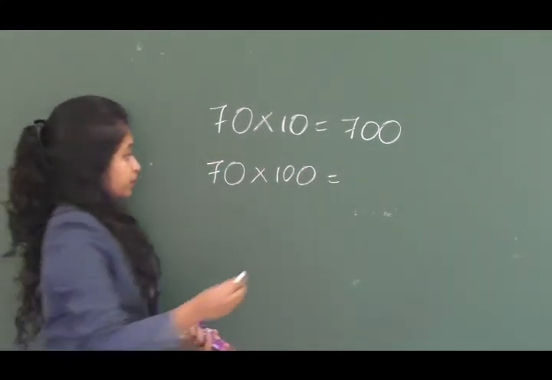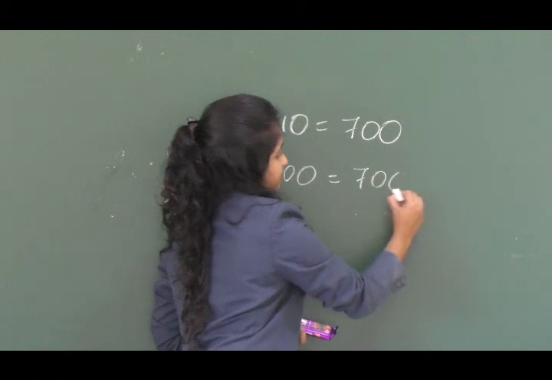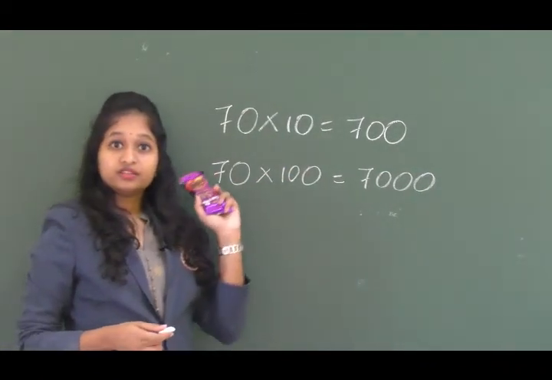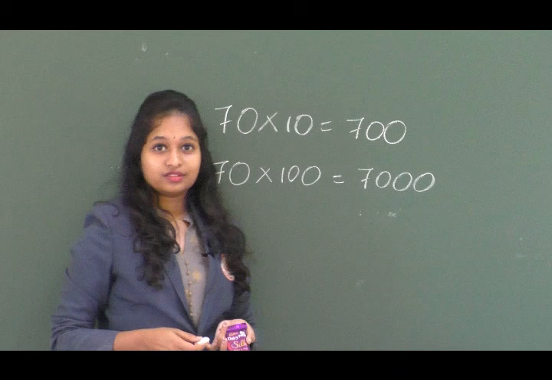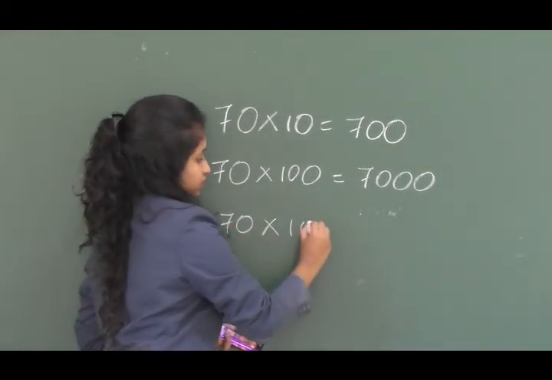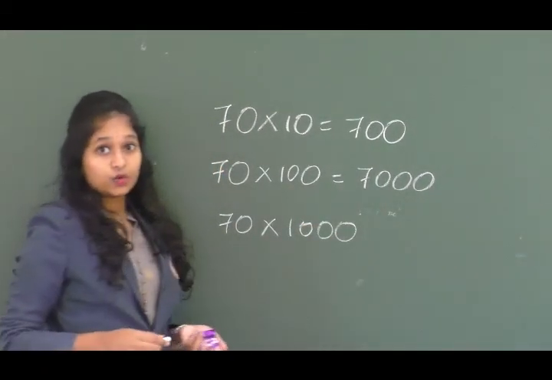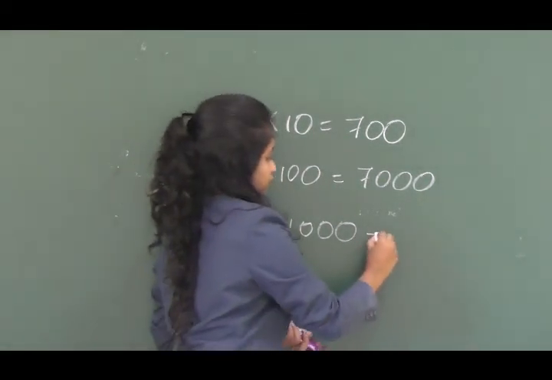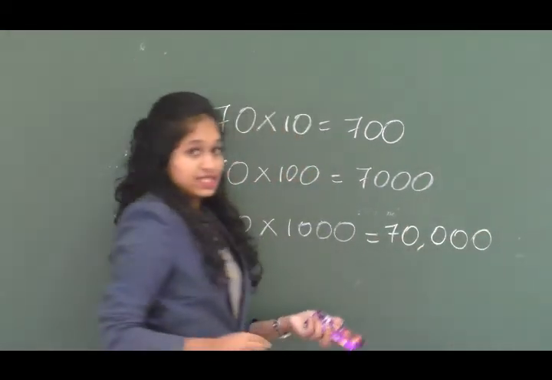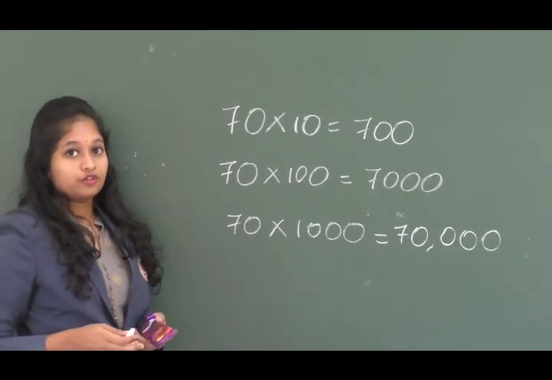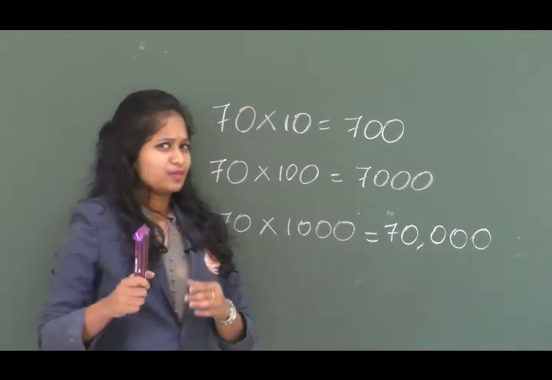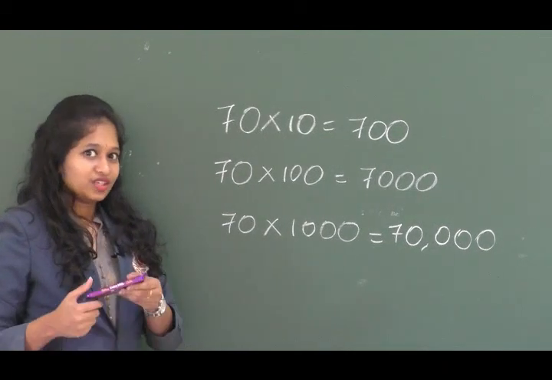So I get 7,000. If I need 1000 chocolates like this, then multiply 70 with 1000. So I need to pay 70,000 rupees for 1000 chocolates. Is the multiplication easy? Yes.